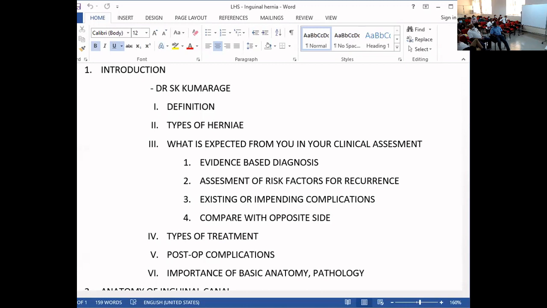You can get internal hernias also. Your brain also can herniate through the, what is that, foramen magnum. So can you say that anything that passes through the abdominal opening can be a hernia?